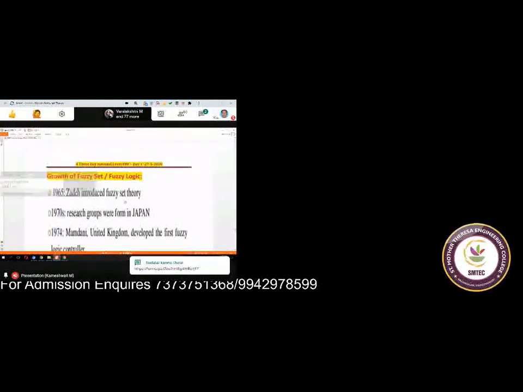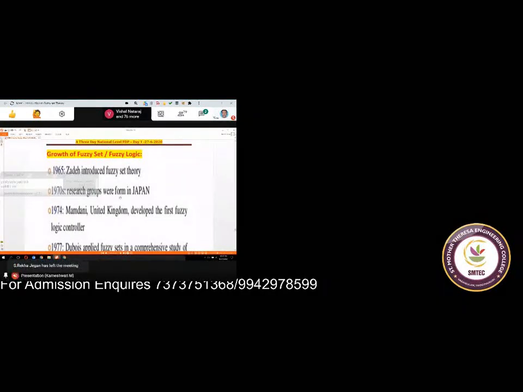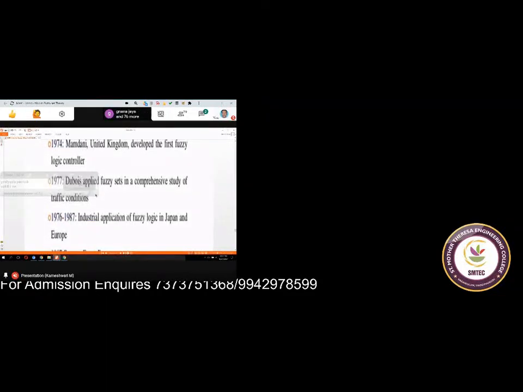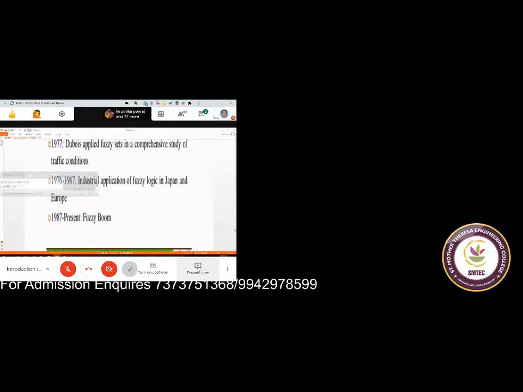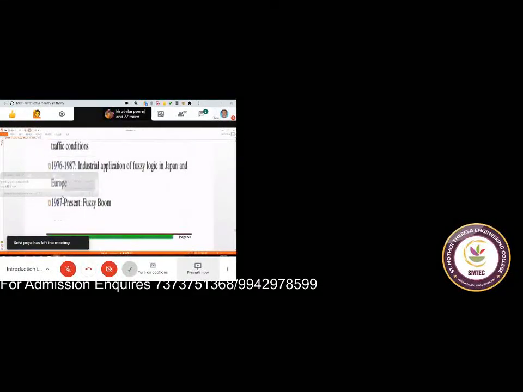And what is the growth of fuzzy set theory? Fuzzy set theory evolved in the year 1965, and a group of researchers from Japan developed this theory in the 1970s. In 1974, Mamdani from the United Kingdom developed the first fuzzy logic controller, and control theory is giving predominant value to this fuzzy background. Dubois applied fuzzy sets in a comprehensive study of traffic conditions, and in 1976-87 came industrial applications of fuzzy logic in Japan and Europe, and from 1987 onwards it started its boom.